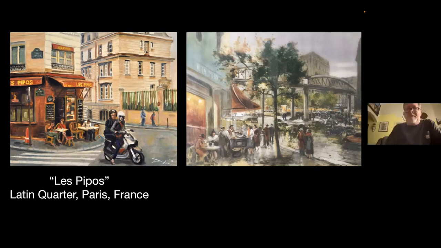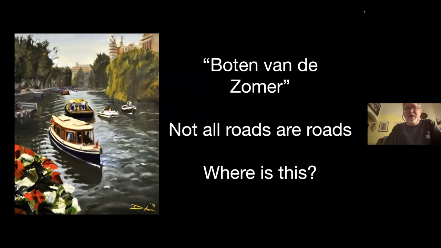So not every road in Europe is a road. So what do you think this painting depicts here? Well, the first thing that comes to mind is Venice. You would think Denmark, but look at the name of the painting. That is not Italian. I'd say Amsterdam. That is Amsterdam. Netherlands. That is Dutch. Boten van de Zomer means the boats of the summer in Dutch. It is of Amsterdam, absolutely.